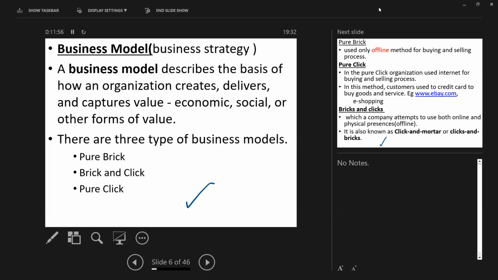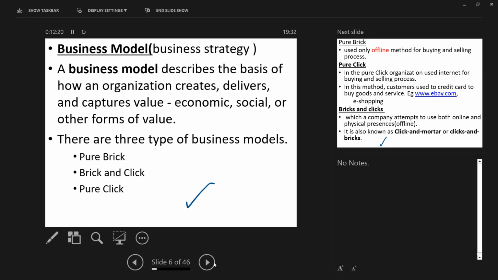Business model strategies. We call it business model as well as business strategy. A business model describes the basis of how an organization creates, delivers, and captures value, economic, social, or other forms of value. There are three types of business models: pure brick, brick and click, pure click.